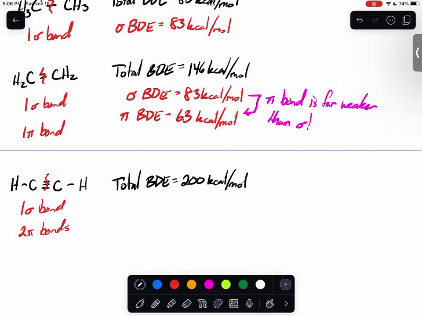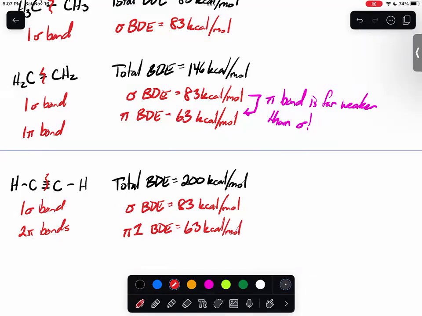But if we calculate this out and we assume that the numbers are the same from beforehand, which they are, we would say that the sigma BDE is 83 kcals per mole. We would say the pi bond for the first one, we'll call this pi 1 BDE, should be the same at 63 kcals per mole. But that difference between the 146 and 200 is not also 63. The second pi bond actually is only made up of 54 kilocalories per mole. So what does that tell us? It tells us it's actually easier to break that second pi bond.